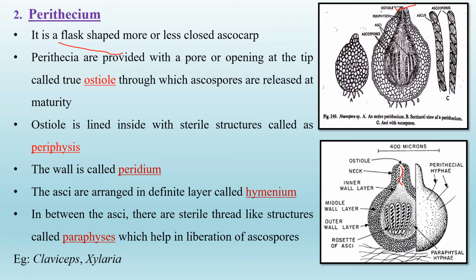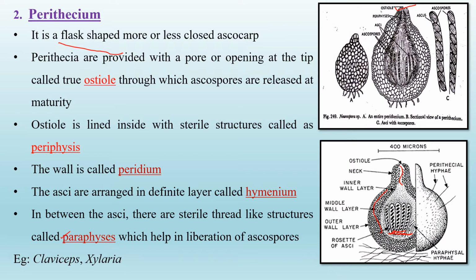And the wall is known as peridium. This wall is made up of tissue known as peridium, and asci are arranged here in a definite layer. Here you can see how the asci look beautifully and systematically arranged. That layer is known as hymenium. In between the asci there are sterile thread-like structures. Those structures are known as paraphyses.